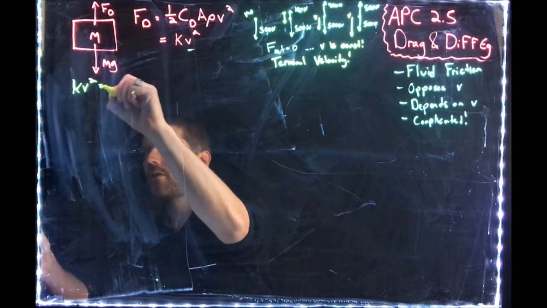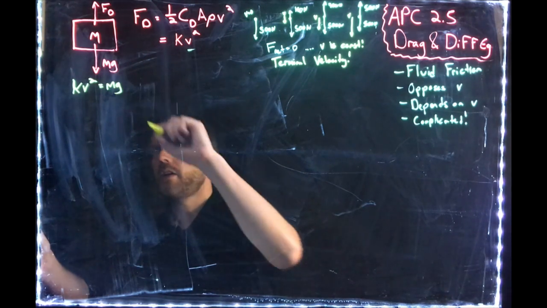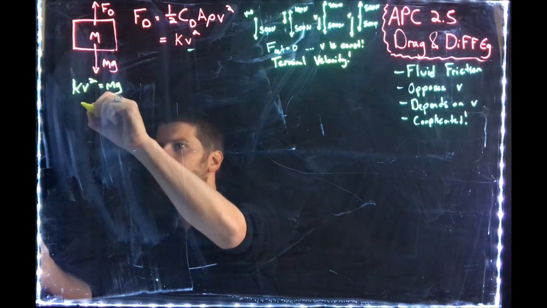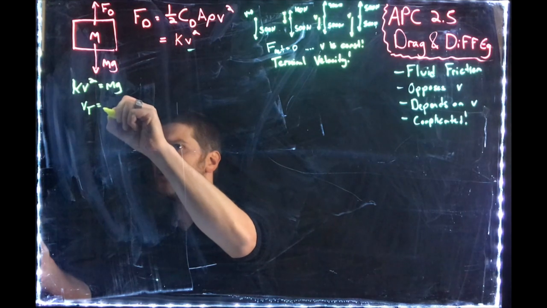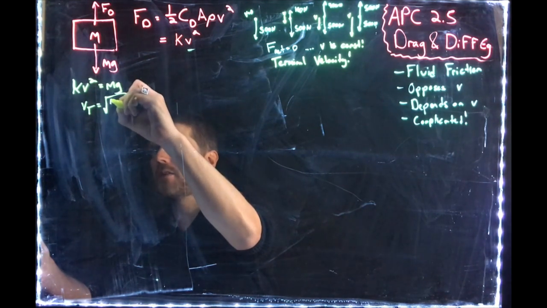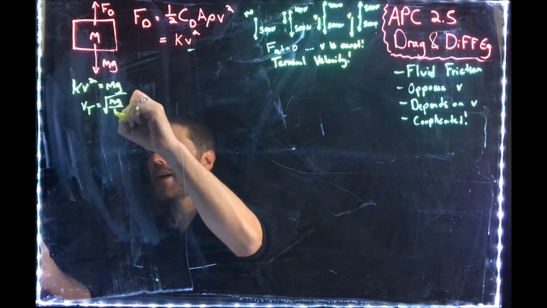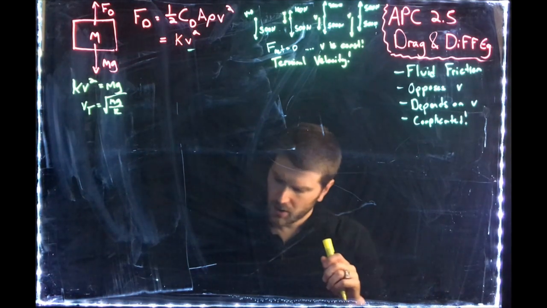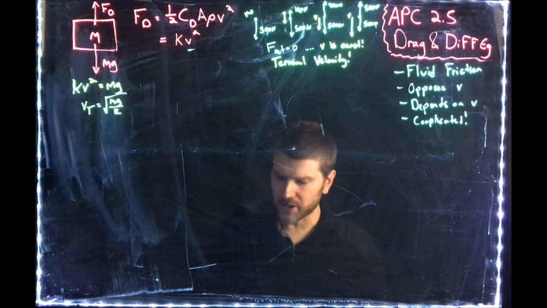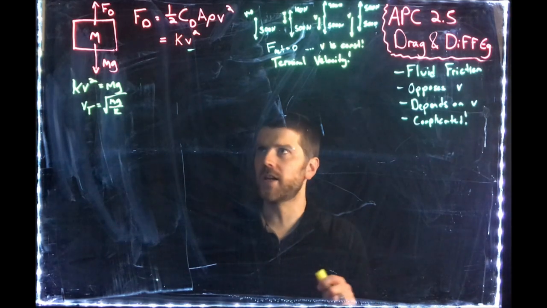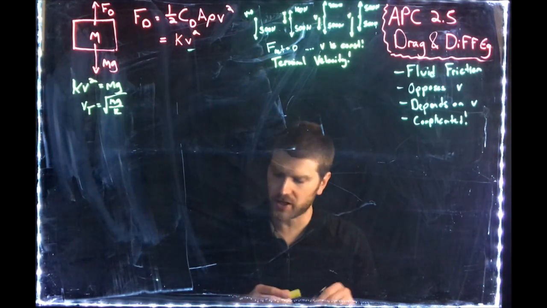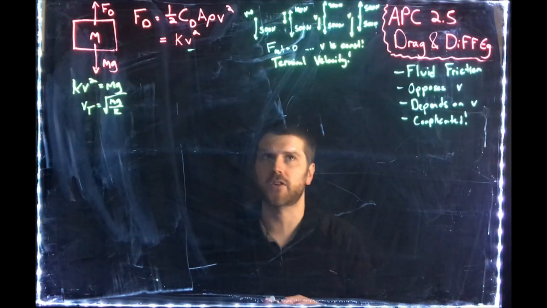kv squared equals mg and conclude that we hit our terminal velocity at a speed of the square root of mg over k. Okay, well, that's pretty good. That allows us to figure out what our terminal velocity is, assuming we know some things about our object, what k is, et cetera, et cetera.